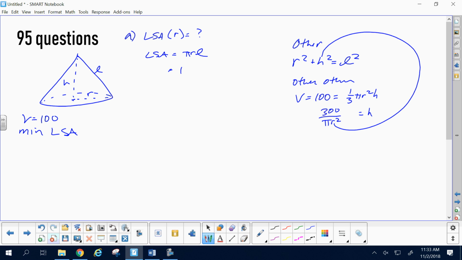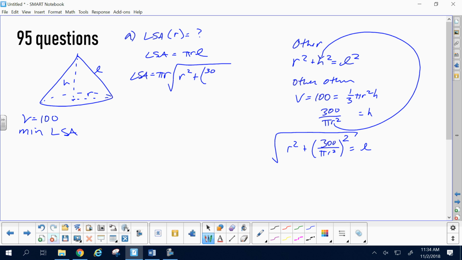Now, if I use that, then I get r squared plus 300 over pi r squared equals L squared. So L is the square root of that. Therefore, the lateral surface area is pi r root r squared plus 300 over pi r squared, all squared. And that's part A. And that's the easy part. It's pretty gross. It's pretty ugly.